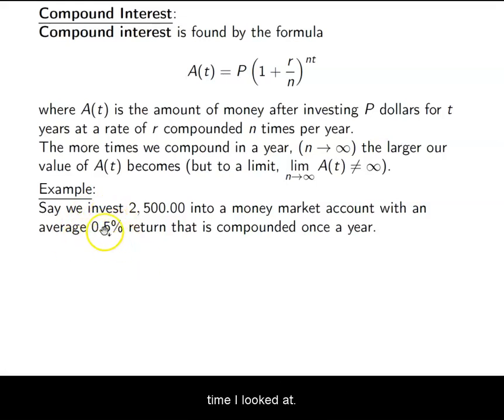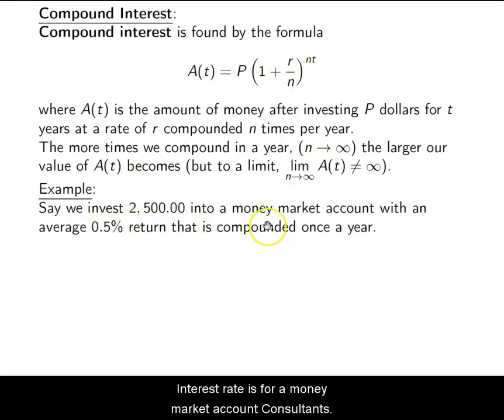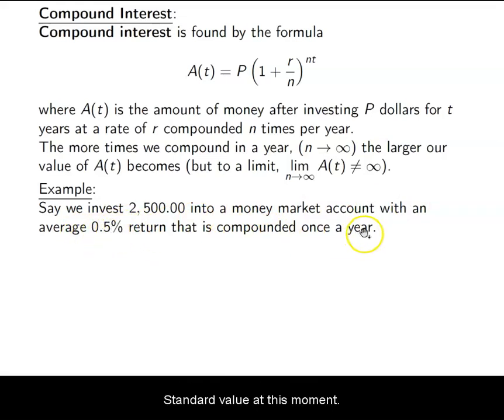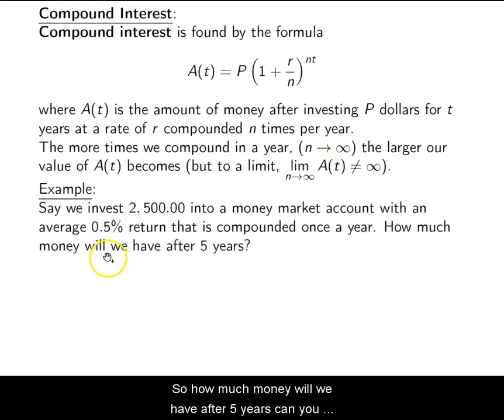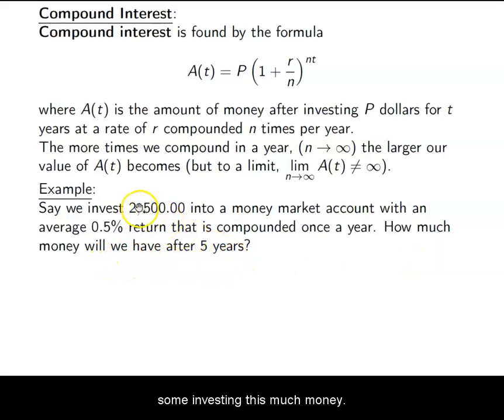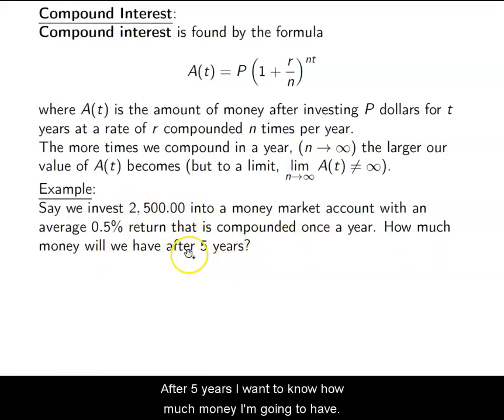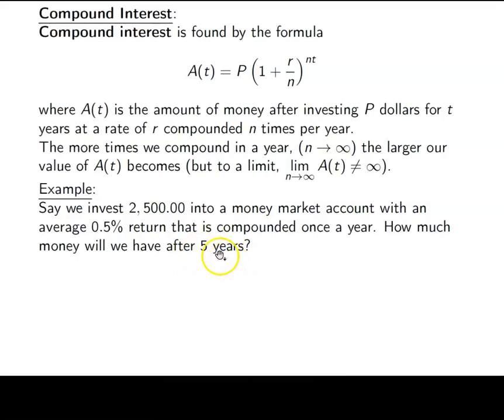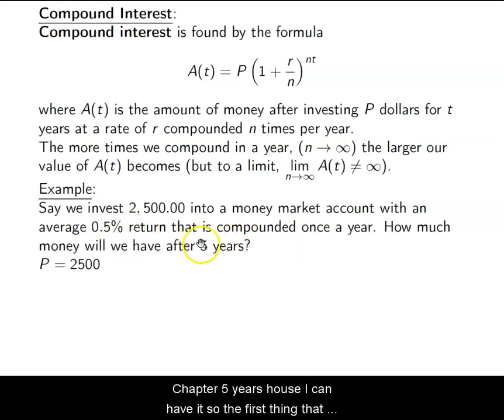Okay, so when I made this problem, I looked at what the average interest rate is for a money market account, and this is the standard value at this moment in 2022. So how much money would we have after 5 years? I'm investing this much money. After 5 years, I want to know how much money I'm going to have, and I know that the interest rate is 0.5%, and they only give me this money once a year, right? So yearly.